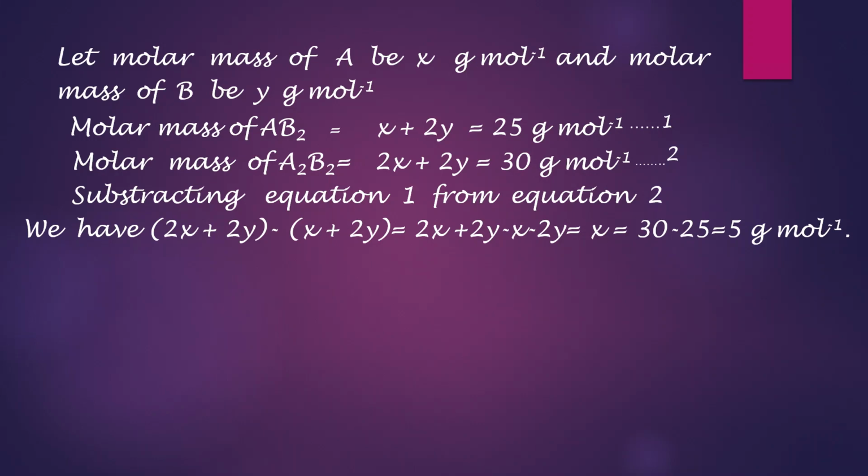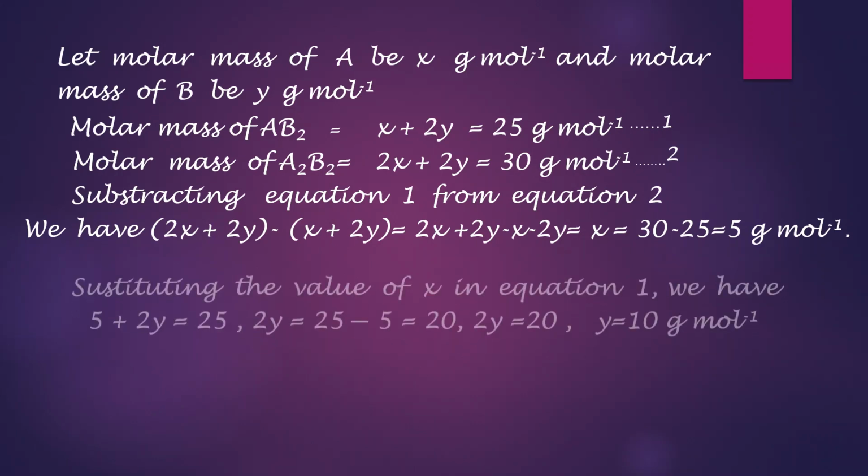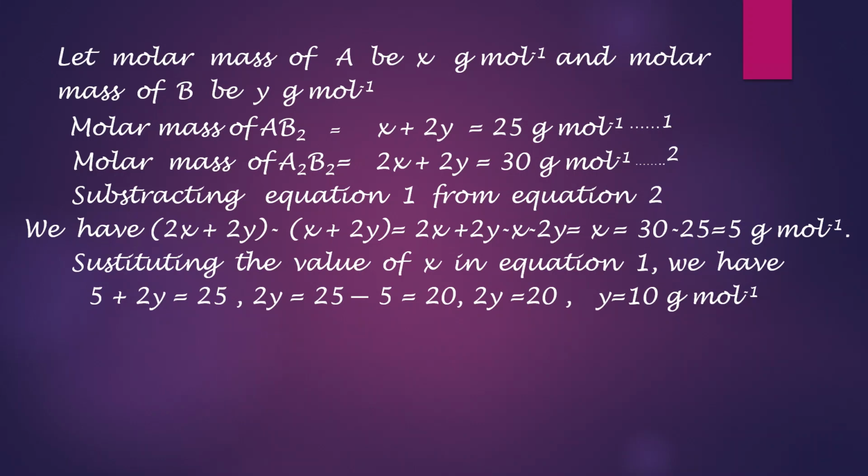Now use this value of x to find the value of y. For that you substitute this value of x in equation 1. Equation 1 is x plus 2y equal to 25 gram per mole. Here x equal to 5 gram per mole, so substitute the value of x here. You will get 5 plus 2y equal to 25. Transfer 5 from the left hand side to right hand side. You will get 2y equal to 25 minus 5, that will be 20. So 2y equal to 20 or y equal to 10 gram per mole.